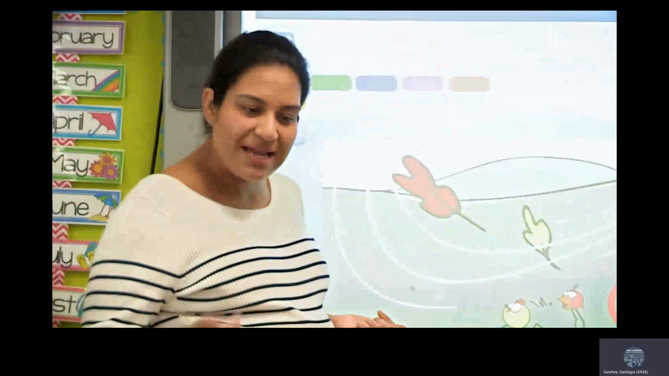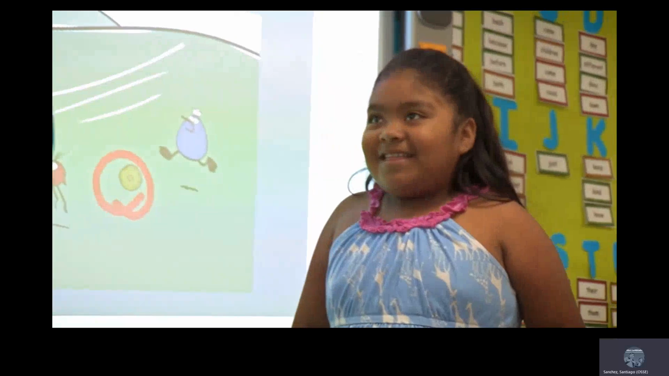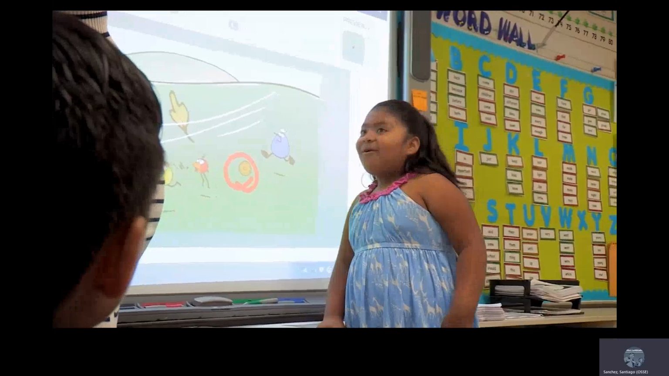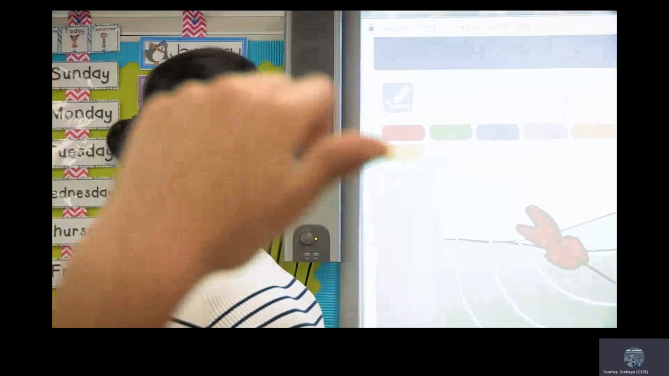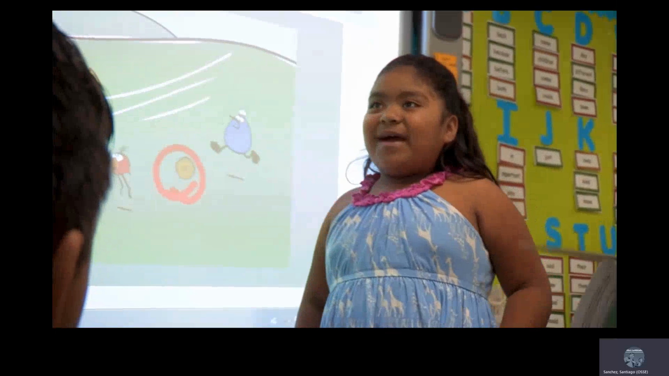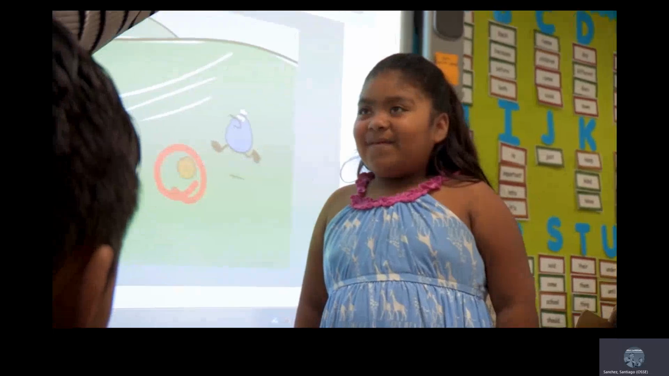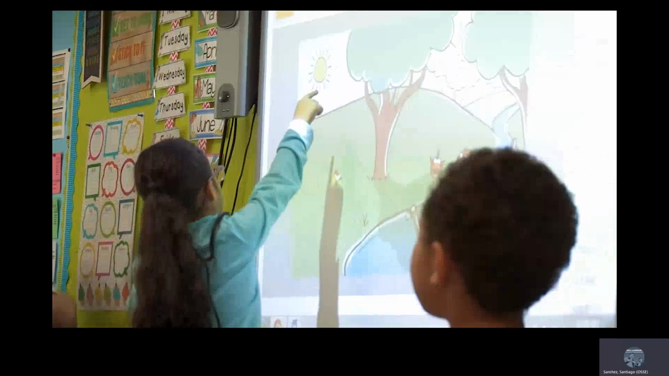So Amanda circled an acorn. Why did you circle the acorn? Because it's rolling. So how does that show you wind? Because acorns can't move by itself. Excellent job. And who would like to come up and circle something else?